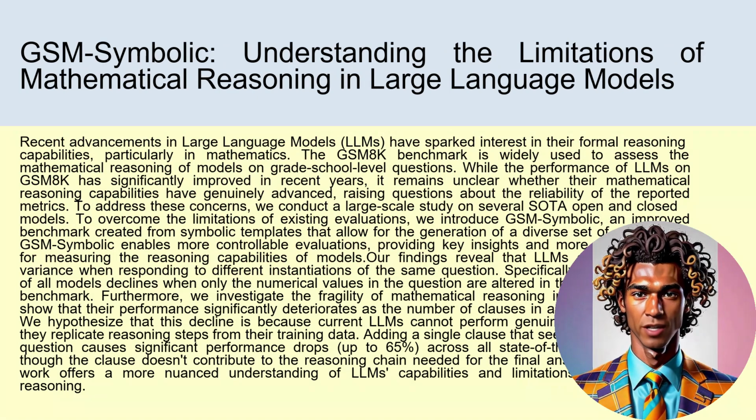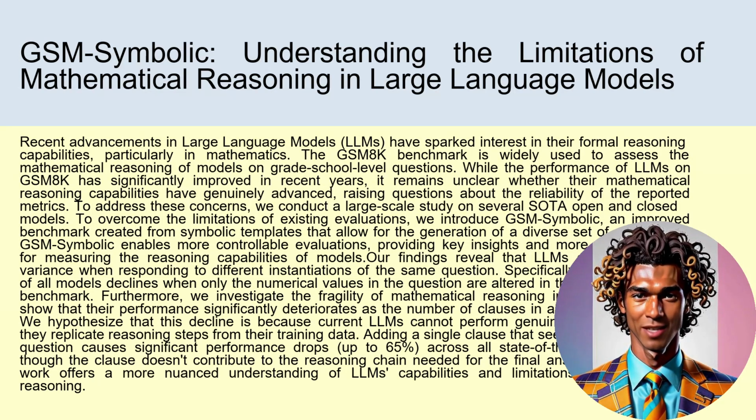In the research titled GSM Symbolic, Understanding the Limitations of Mathematical Reasoning in Large Language Models, the authors wanted to figure out how good large language models are at solving math problems, especially those that require reasoning. They used a benchmark called GSM8K, which has questions similar to what you'd find in a middle school math textbook. While these models have gotten better at solving these questions, the researchers weren't convinced their skills were actually improving. So they created a new benchmark called GSM Symbolic, which allowed them to make different versions of the same question by changing the numbers or adding extra information.